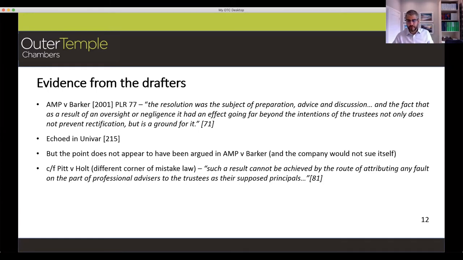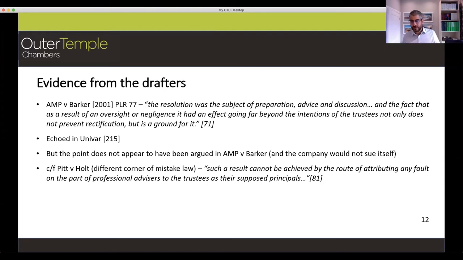And this proposition from this first instance authority then really bounces around a lot of the first instance rectification judgments, whether they're summary judgments or contested judgments, sort of echo chamber, which is also how it's dealt with in Univar. Just put the paragraph reference up there on the slide, 215, you see Mr Justice Trower saying, well, as Lawrence Collins said in AMP. And in Univar, I should explain, the drafting solicitors came and gave evidence and were very frank in admitting their mistake.